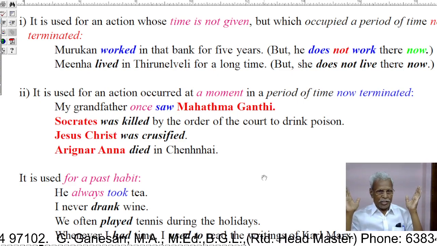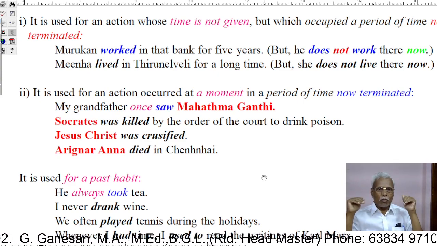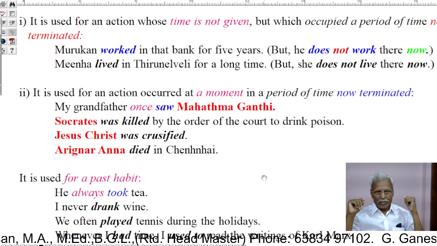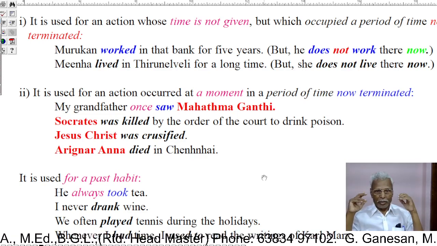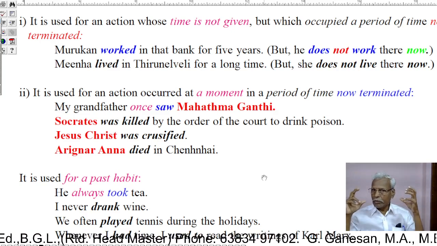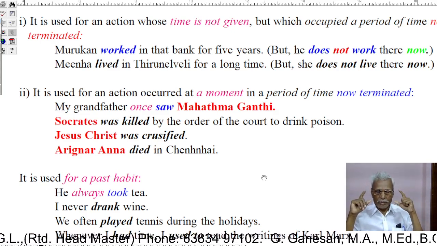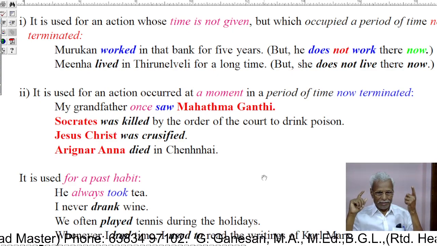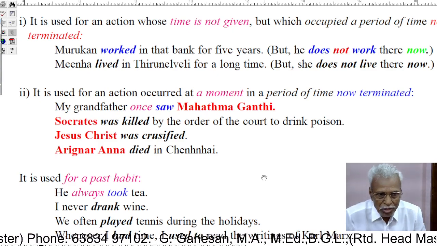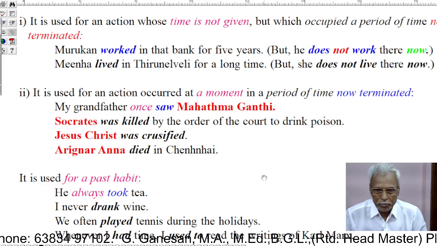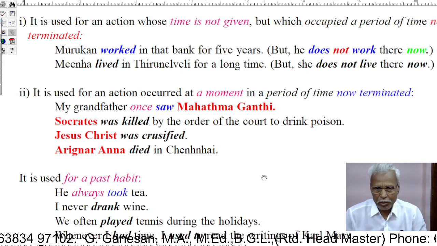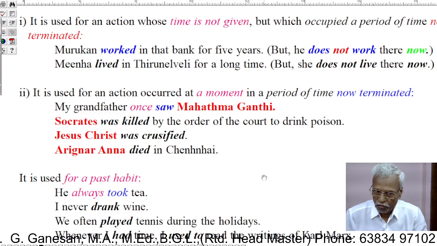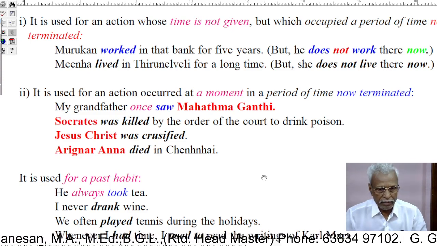Arignar Anna died in Chennai. The former chief minister of Tamil Nadu, the greatest man, the great man of wisdom, died in Chennai. My grandfather once saw Mahatma Gandhi. Socrates was killed by the order of the court to drink poison. Jesus Christ was crucified. Arignar Anna died in Chennai.